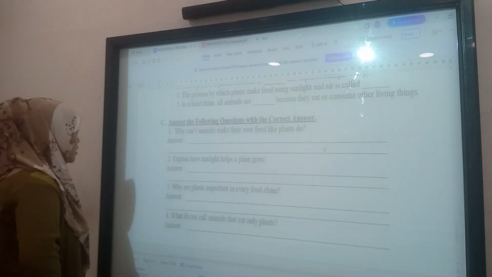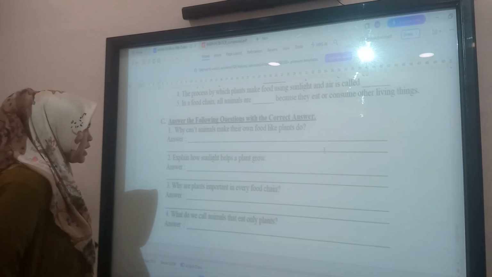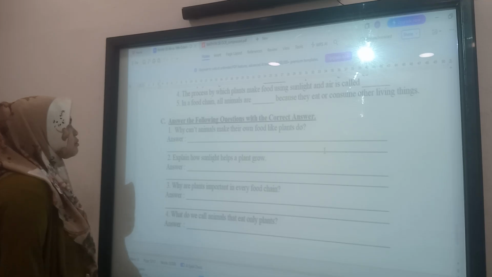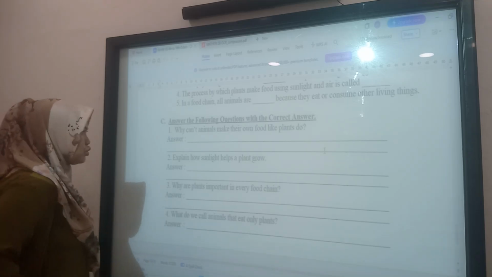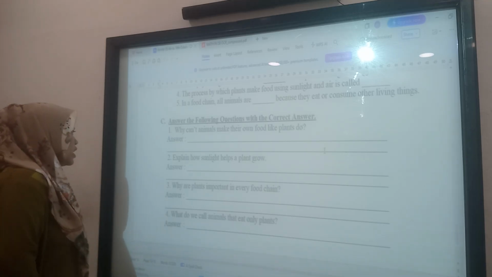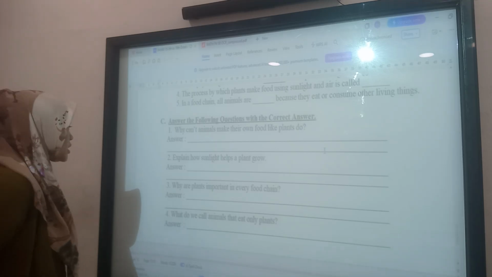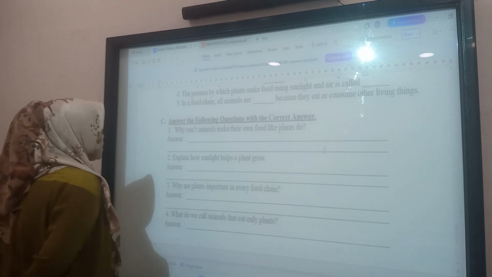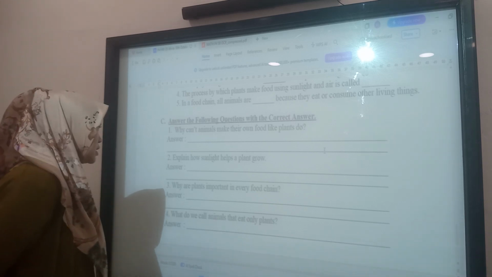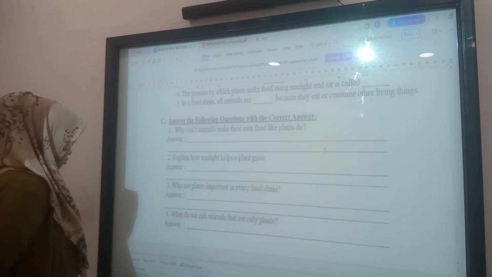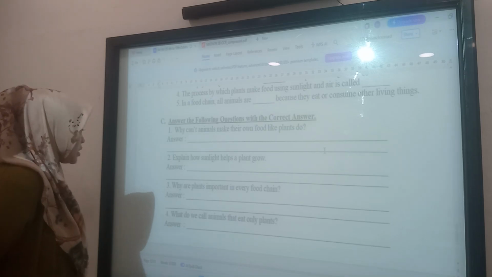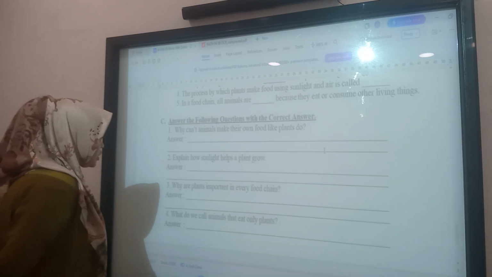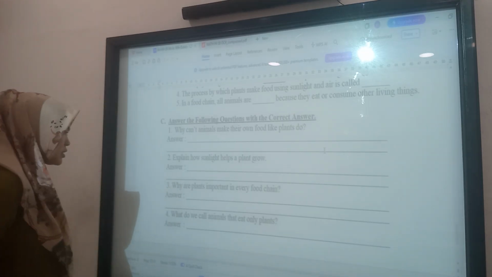Number 1. Why can't animals make their own food like plants do? Because animals cannot make their own food, and animals do not have chlorophyll and cannot do photosynthesis. Number 2. Explain how sunlight helps a plant grow. Sunlight helps a plant to produce food by the process of photosynthesis. Number 3. Why are plants important in every food chain? Because plants can make their own food and provide energy for animals or other living things.